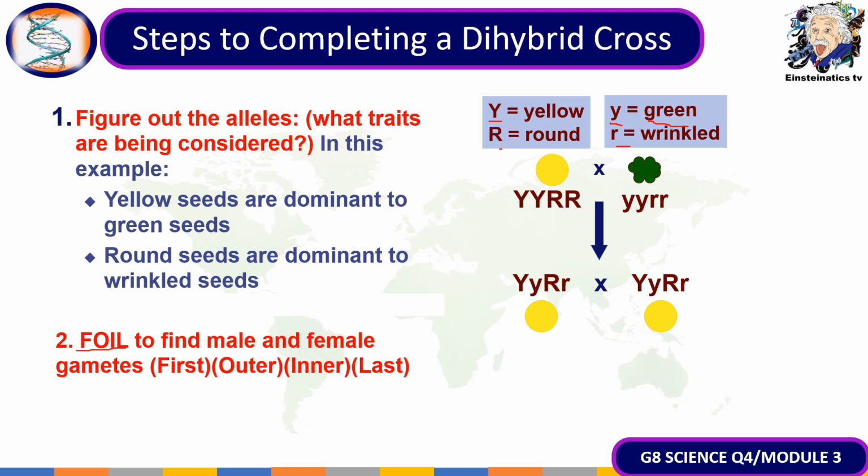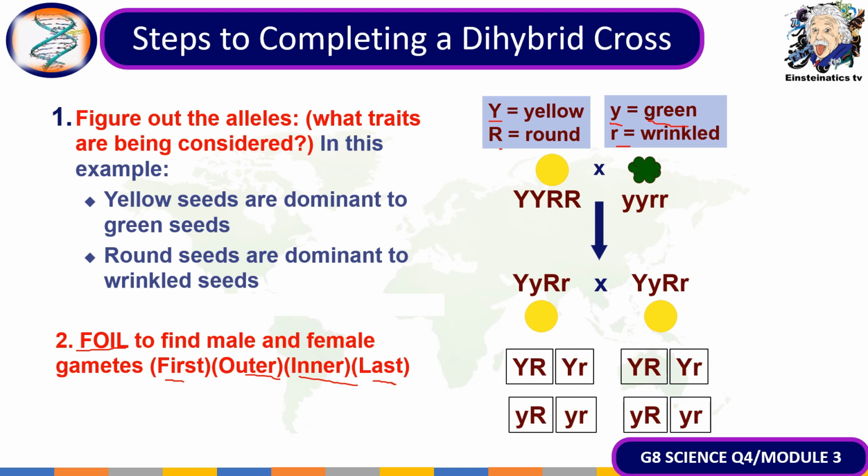Ano nga ba ibig sabihin ng FOIL? Yung first, outer, and then yung inner, at saka yung last. Unlike sa monohybrid cross na meron lang tayong dalawa na gametes for each parent, ngayon naman meron tayong 4. So, paano ba natin nakuha itong mga alleles na to? Una muna, this one yung first, combine with the second trait to have this one. Then another one for the first with the outer para makuha ito.